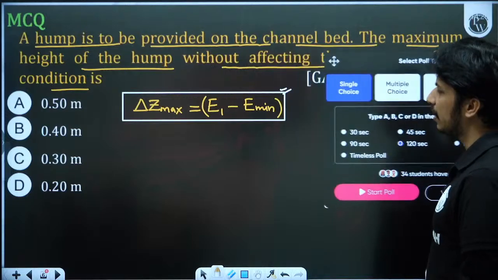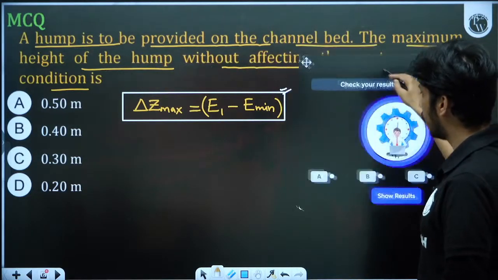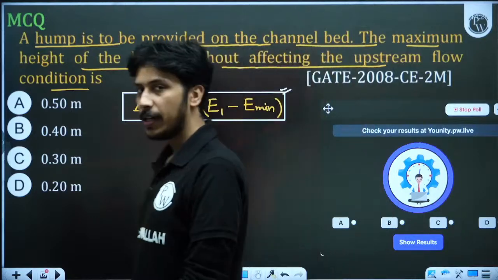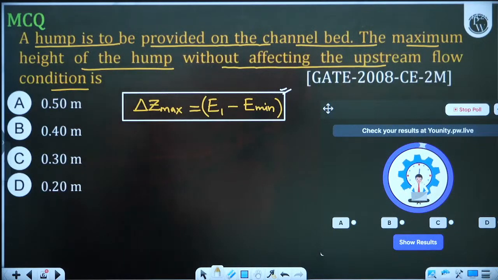So I am creating the poll for this. Again giving you 150 seconds because this will take time. You have to calculate the specific energy at both sections. So give me the answer. Quickly give me the answer, then we will move further.